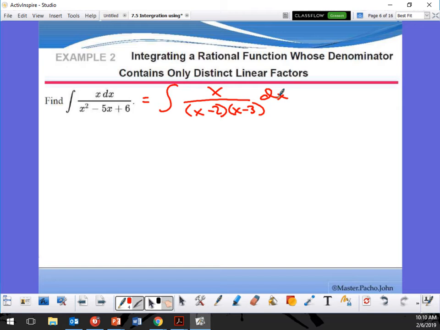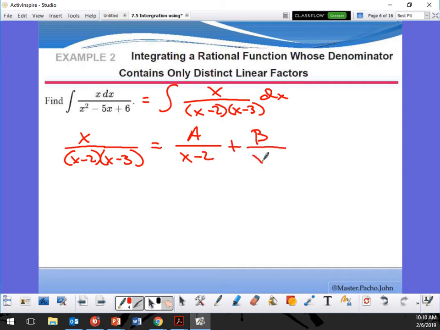Okay, so whenever we get problems like this, we have to break it up. Now we have linears, and now we're going to have to go through and do the full thing. So this is going to break up into 2 separate parts. So it's going to turn into x over (x minus 2)(x minus 3) is equal to a over x minus 2 plus b over x minus 3.